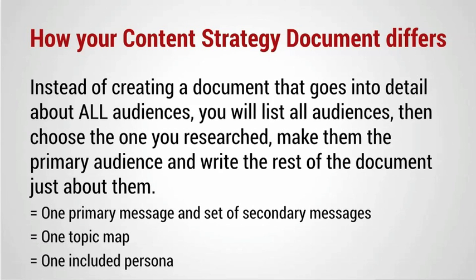So let's talk a little bit about how your content strategy document is different. Instead of creating a document that goes into detail about all of the audiences, you're going to list all the audiences just like you did in the last assignment, but then you're going to choose the one that you researched. They're going to be the primary audience you're going to work with, and you're going to write the rest of the document just about them. So normally, if you had 5 audiences, you would have 5 primary messages, 1 for each audience. In this case, you're going to make a primary audience, and then you're just going to make a primary message for them, and you're not going to worry about making primary messages for the other audiences.